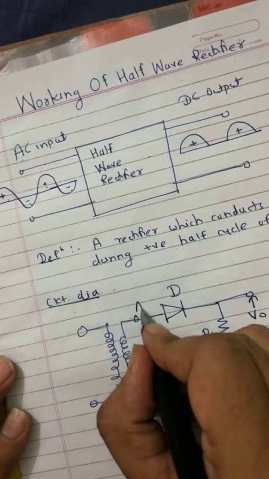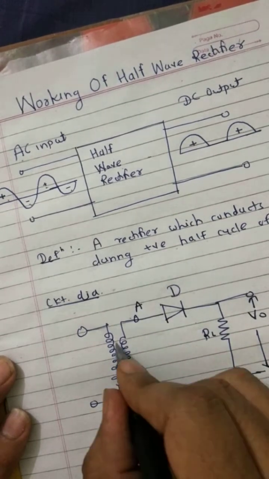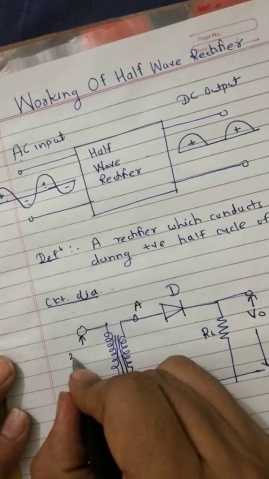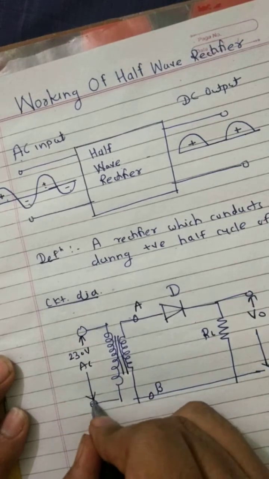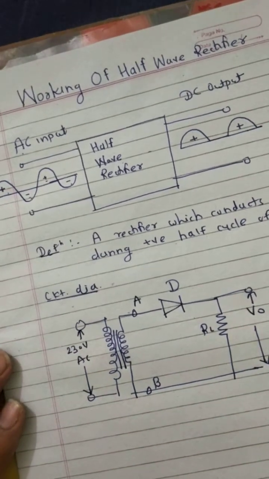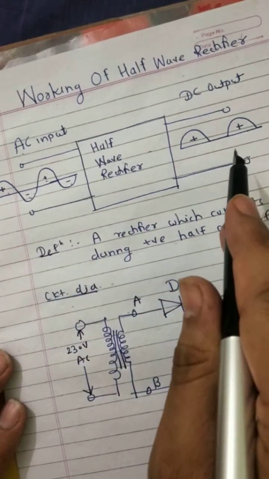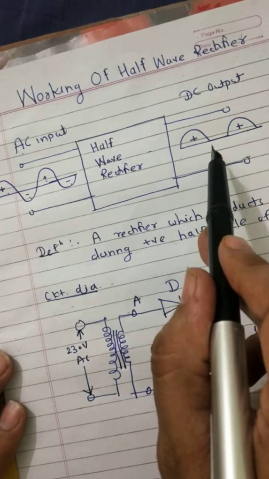Also, you have to show the two terminals of the secondary of the transformer, that is terminal A and terminal B, and we are applying 230 volt AC as an input to the rectifier. We know that a rectifier is a circuit which converts an AC quantity into a DC quantity, that is alternating current or voltage into direct current or voltage.